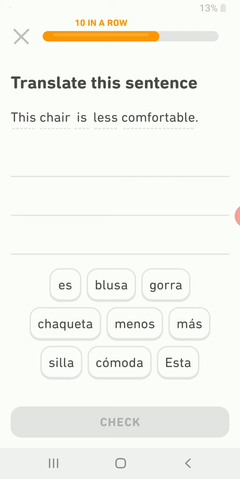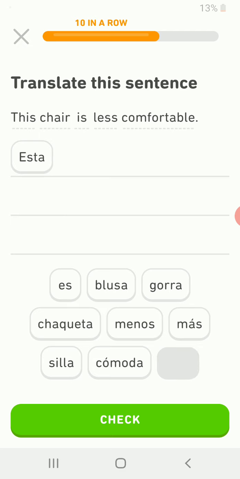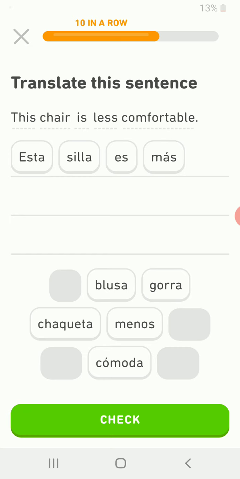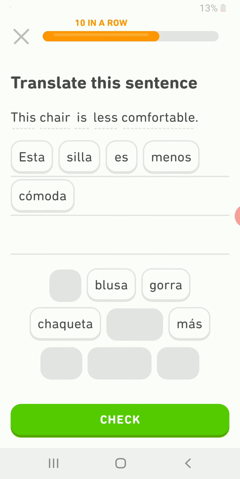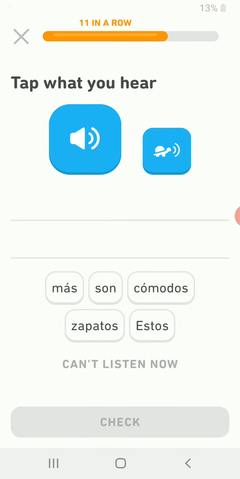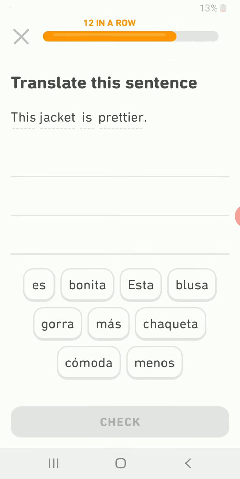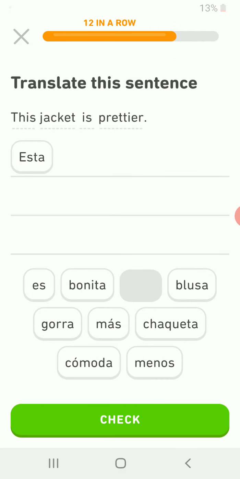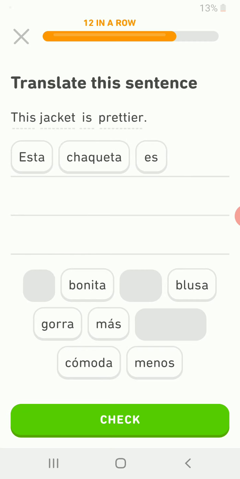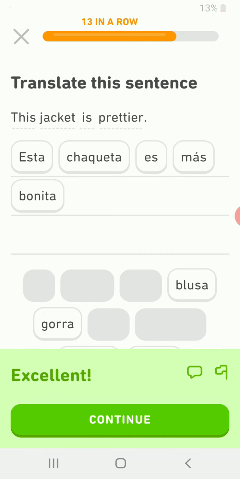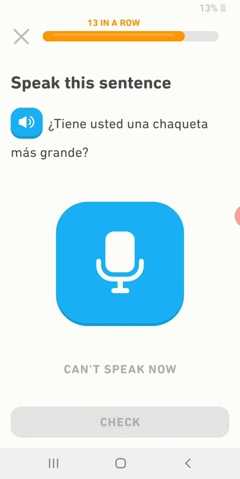This chair is less comfortable. Chair, how do you say chair? It's a silla. Esta silla es más. No, menos. Menos cómoda. That's it. Estos zapatos son más cómodos. This jacket is prettier. Esta chaqueta es más bonita. ¿Tiene usted una chaqueta más grande?